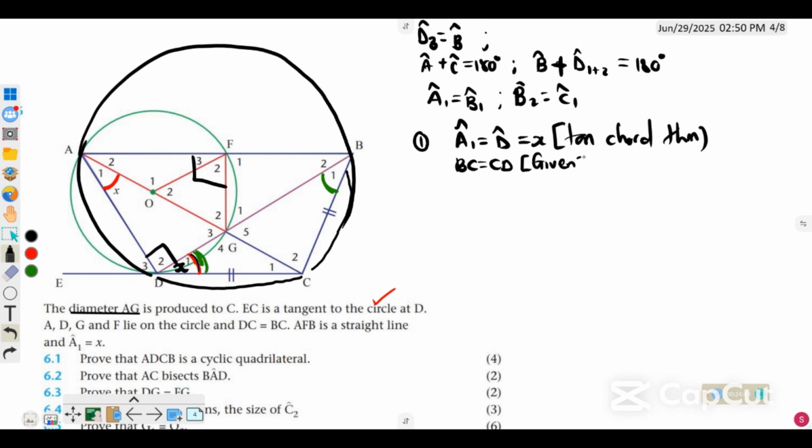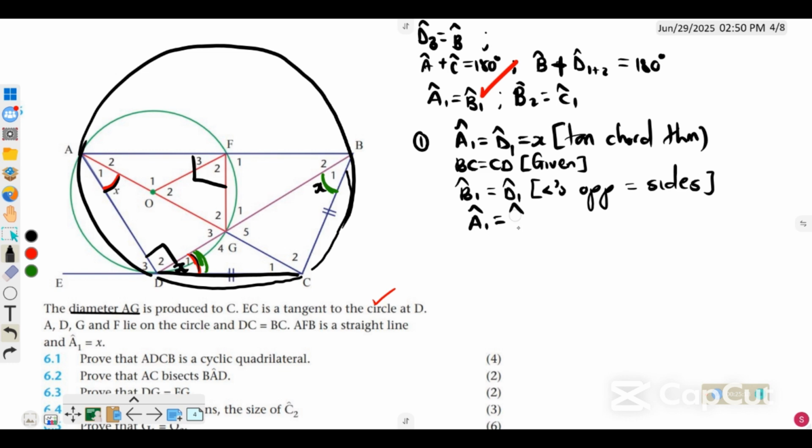Therefore, we can prove that the angle B1 is equal to angle D1. How? These are angles opposite equal sides, and by default this means that, remember, we just found D1 to be X, so this is also X. Like we said, if you can prove that the angle X, which is subtended by this chord DC, is equal to the angle, if you can prove A1 is equal to B1, then you are sorted. So angle A1 is equal to angle B1, which is equal to X, and this is proven.